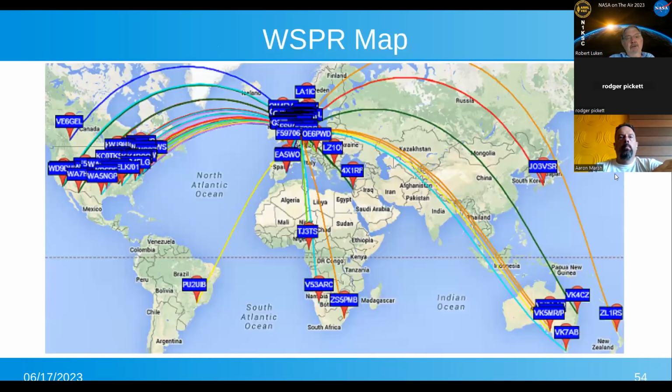Oh, there's a picture of, in this case, it's Whisper, which is similar. It's a weak signal propagation reporter map. But it looks very similar to the Packet Reporter info.